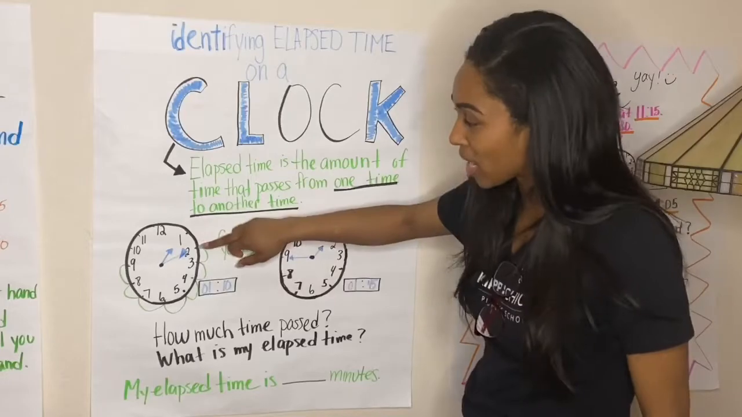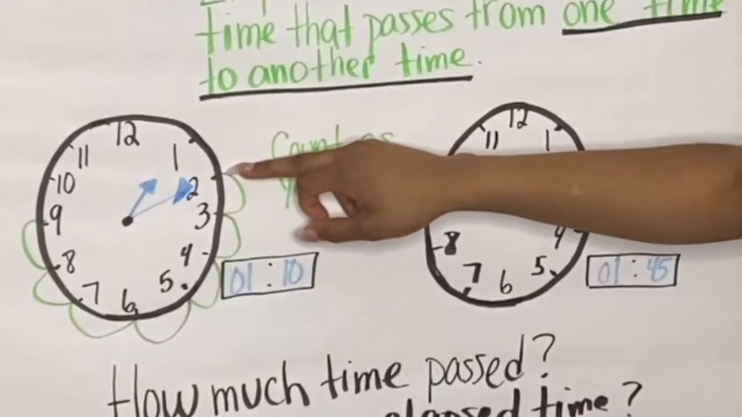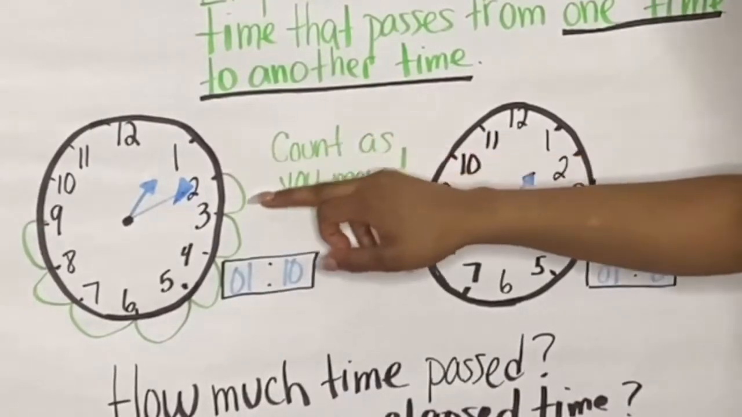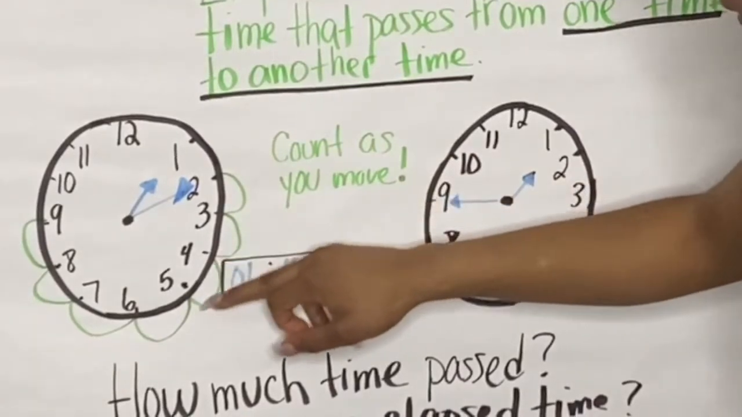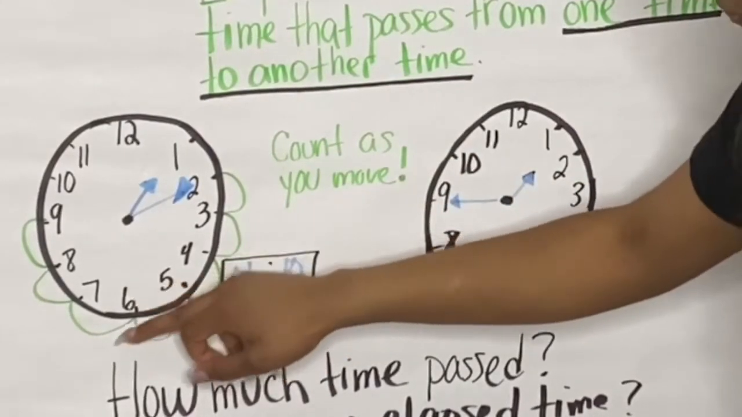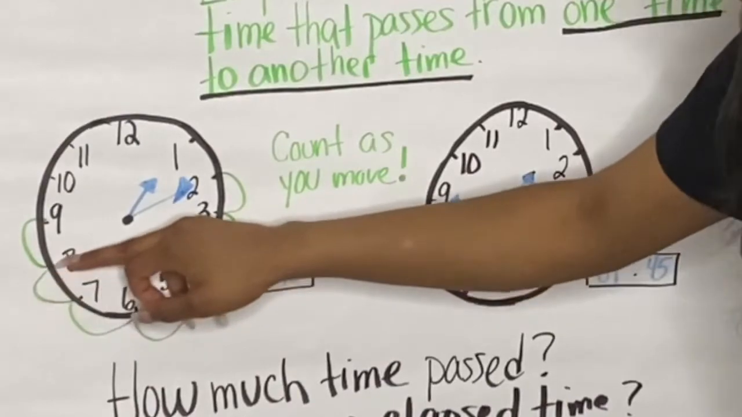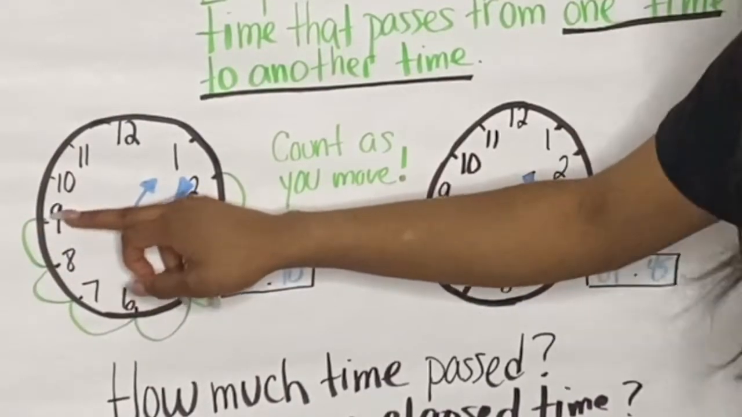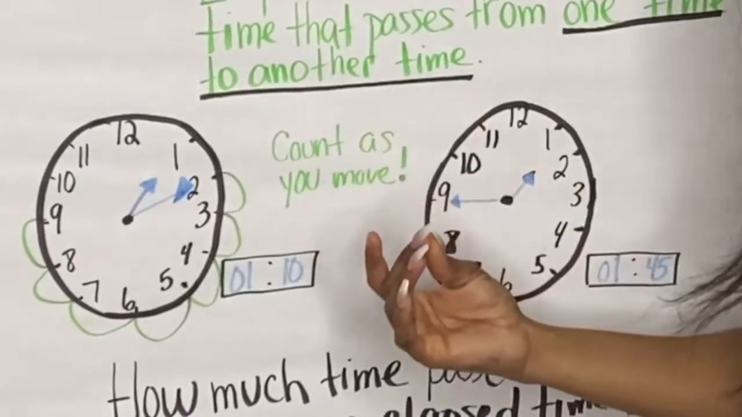All right, let's start at 1:10. Let's start counting by fives. Go. Can you see it? 5, 10, 15, 20, 25, 30, 35. How many minutes did I count?